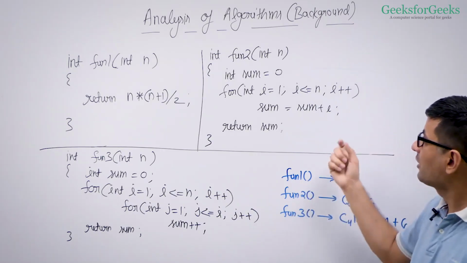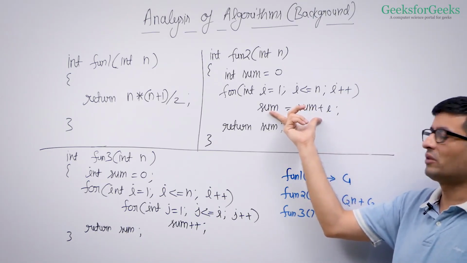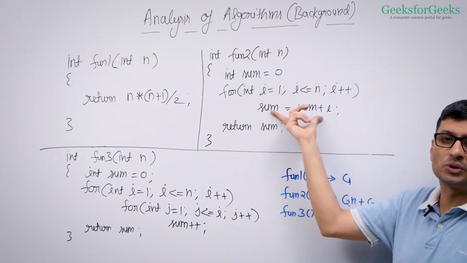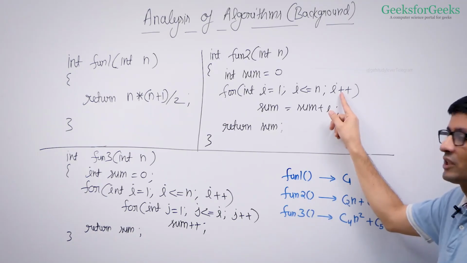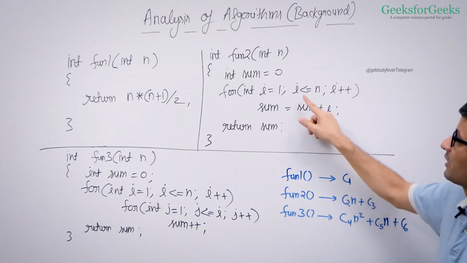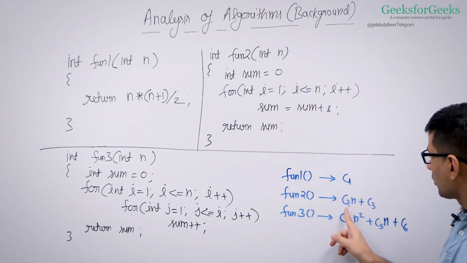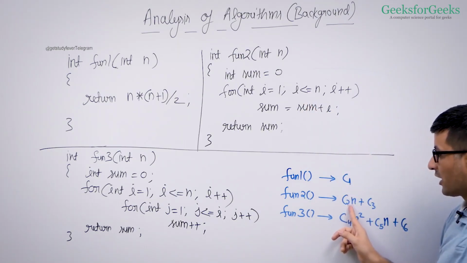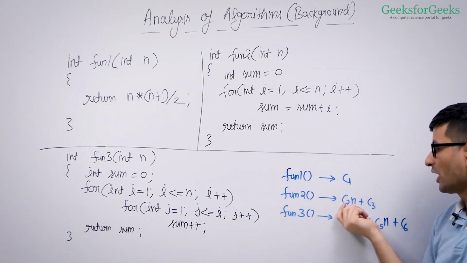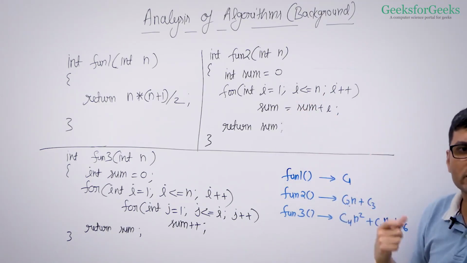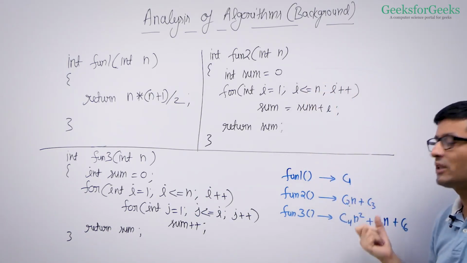But there is some work that depends upon the n. This will execute 10,000 times if n is 10,000, 1,000 times if n is 1,000. This I++ also depends upon the n. This condition check also depends upon the n. So there is some work that happens n times. So if I say all this work that happens n times takes C2 time, and the rest of the work takes constant time, we write the time of fun2 as C2n plus C3.